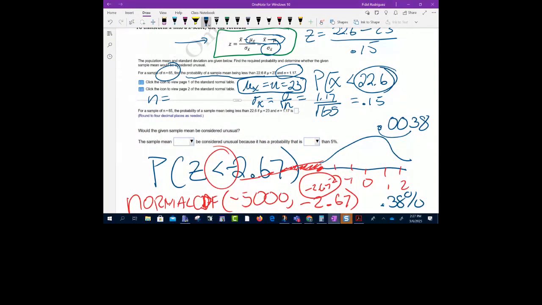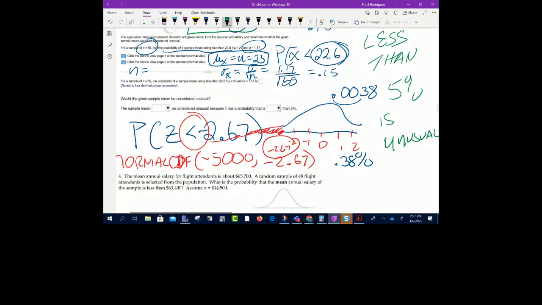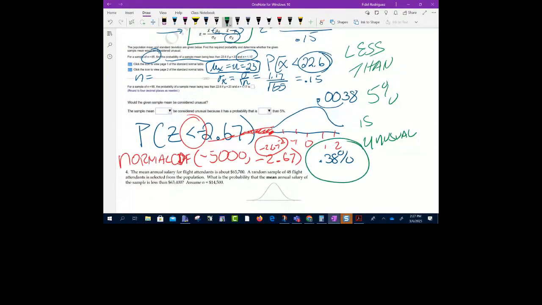Now let me tell you what it means to be unusual or not. Less than 5% is unusual. Is 0.38% bigger or smaller than 5%? Smaller. So for the sample mean, when you click on this, it's either going to say is or is not. We're going to say it is, because it has a probability that is smaller than 5%. Was this number bigger or smaller? Smaller, right?